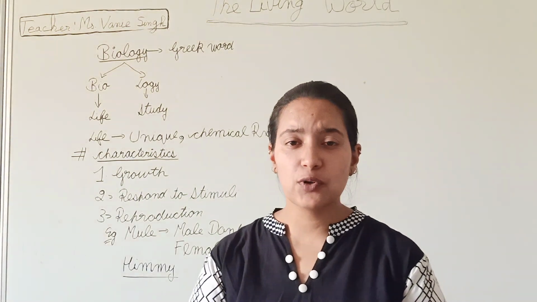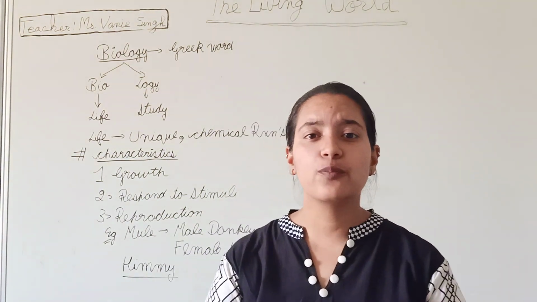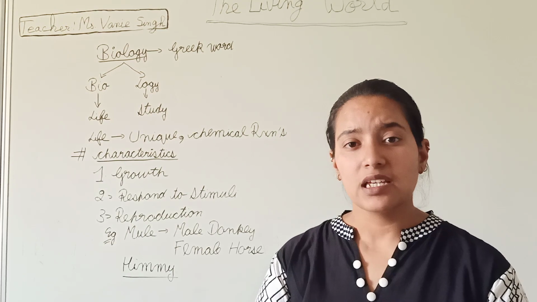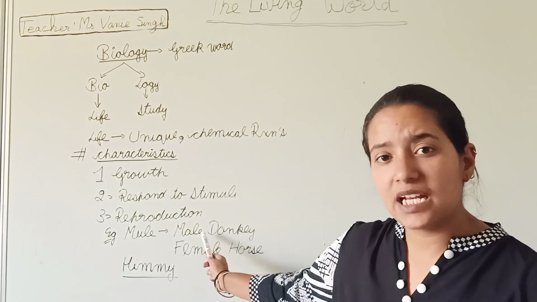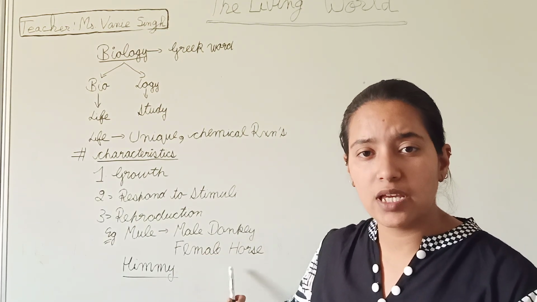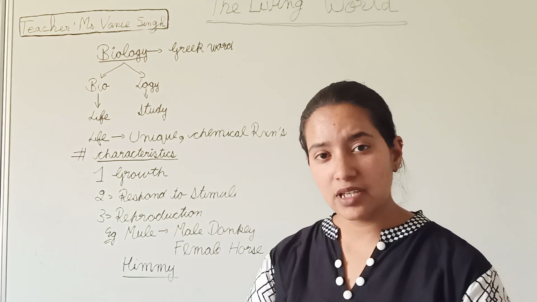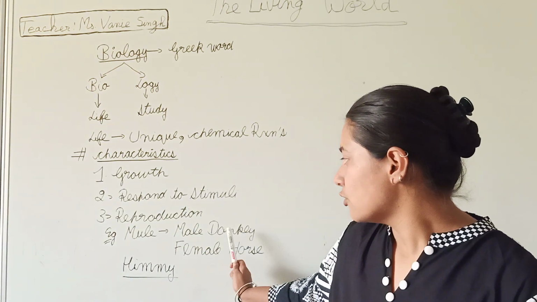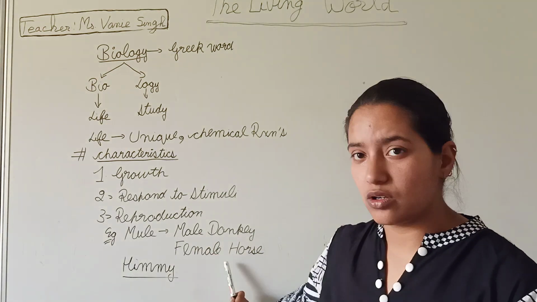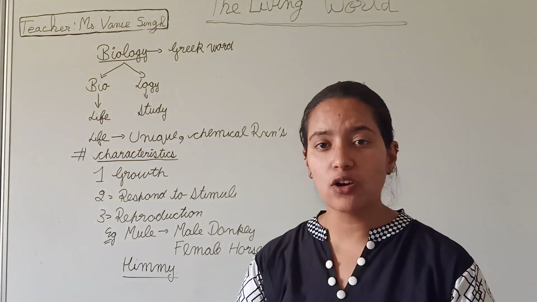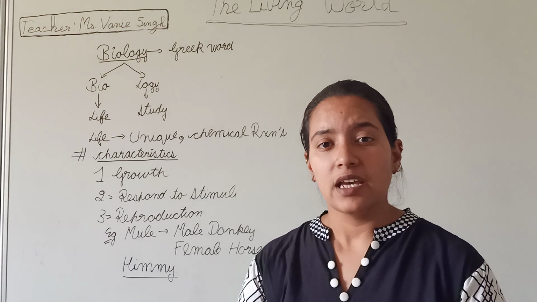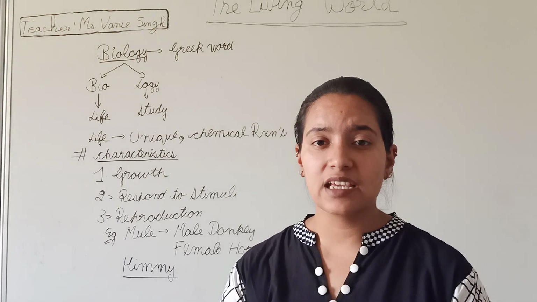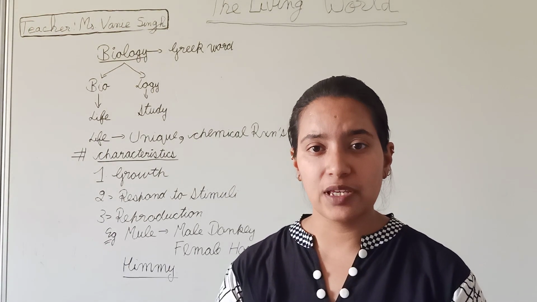In case of reproduction, we take the example of the mule and the hinny. A mule is from a male donkey and a female horse, and a hinny is from a female donkey and a male horse. A hinny is totally the opposite of a mule. Another example we can take here is the infertile female.